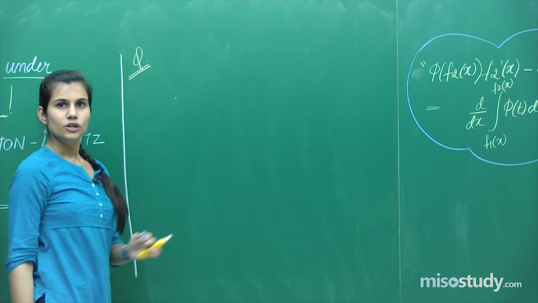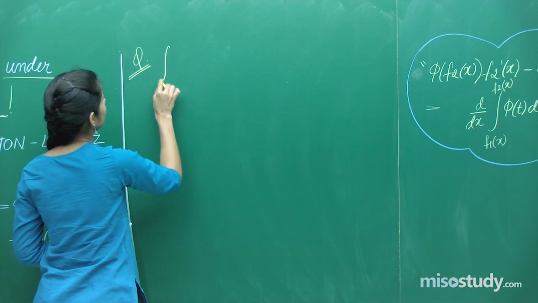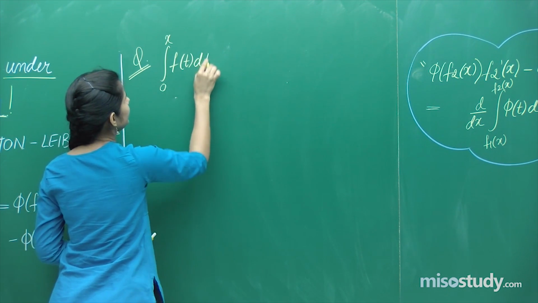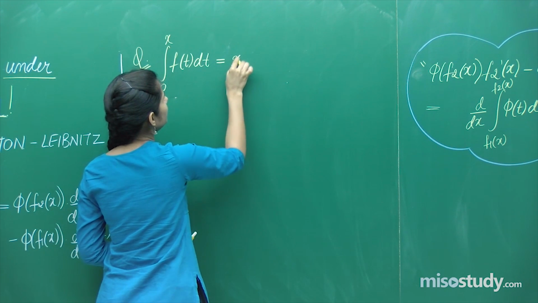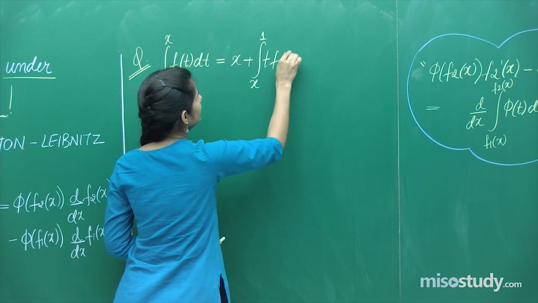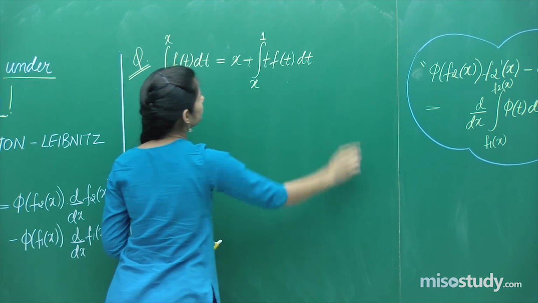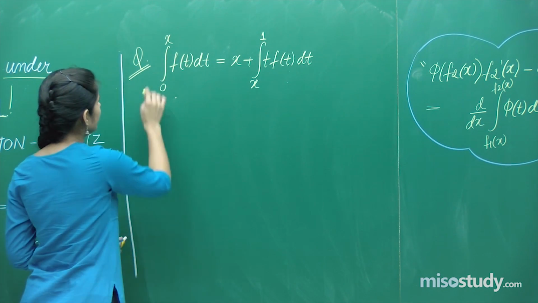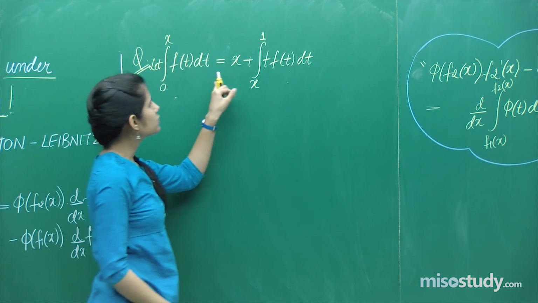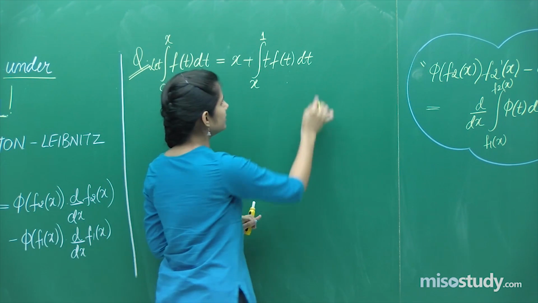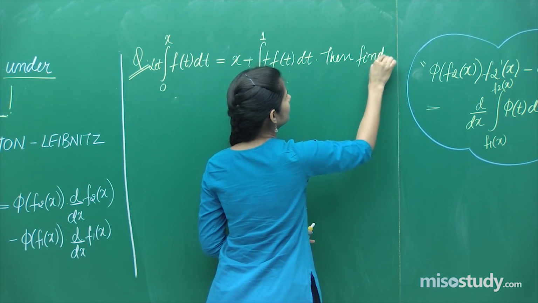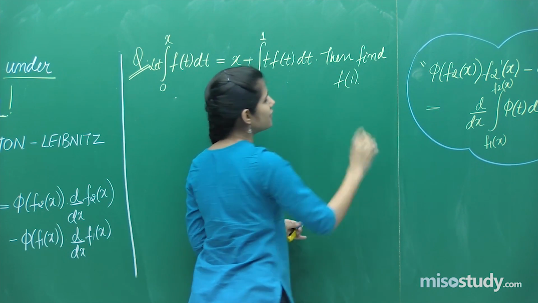okay. So I am giving you this: integral from 0 to x of f(t) dt is equal to x plus integral from x to 1 of t f(t) dt. Let the integral from 0 to x of f(t) dt equal x plus the integral from x to 1 of t f(t) dt. Then find f(1).